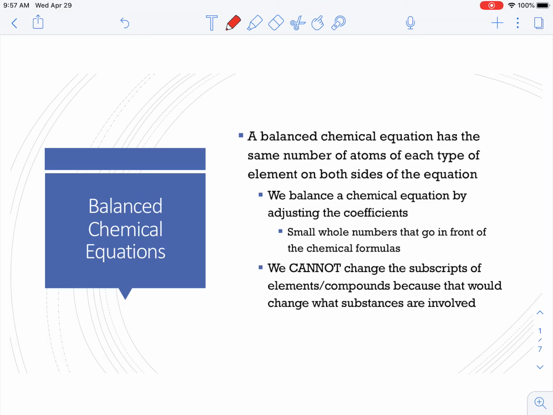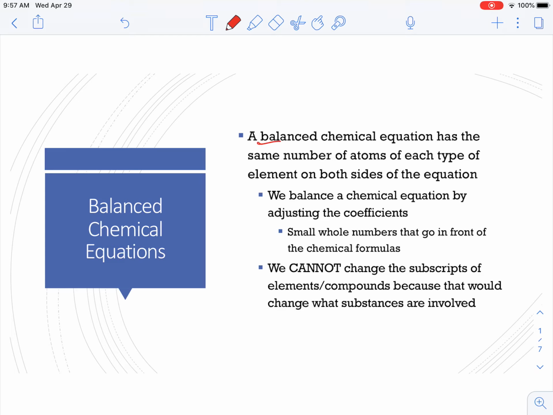Alright class, so today we're going to pick up where we left off yesterday. We're going to be moving from writing our skeleton equations of a chemical reaction to focusing today on how we're going to write our balanced chemical equations. So first off, we think about what a balanced chemical equation is.